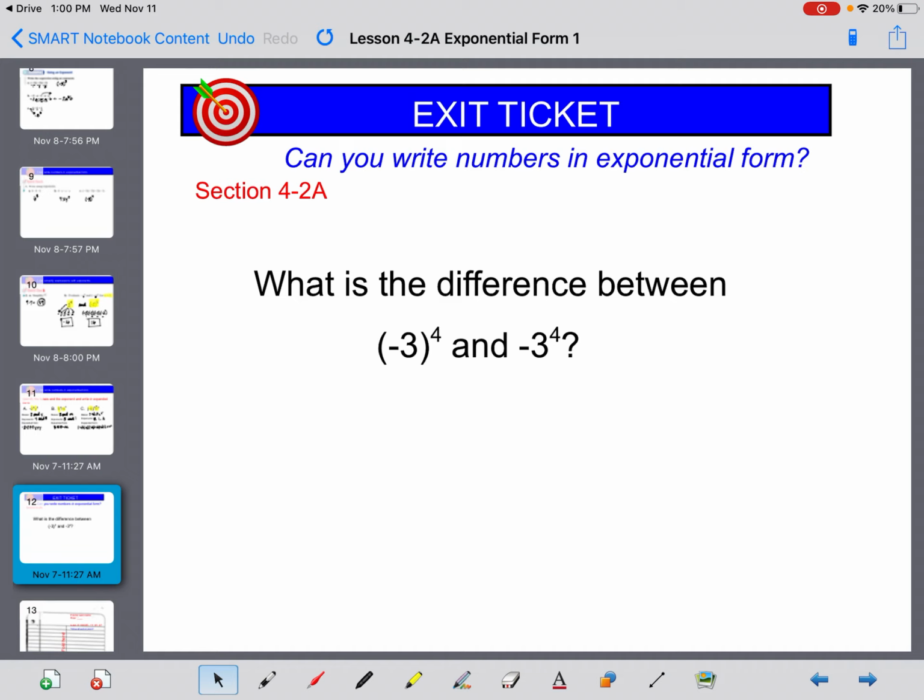All right, let's check that you've learned what you needed to learn today. What is the difference between negative 3 to the fourth and negative 3 in parentheses to the fourth? Pause the video, show me your work, and then come on back to compare your answer to mine.